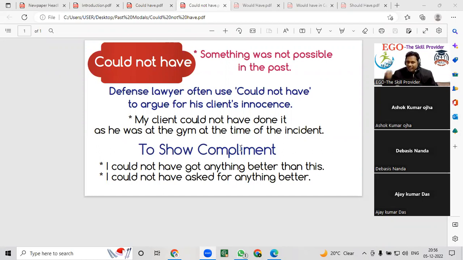I could not have got anything better than this, that is the word you are supposed to use in English. I could not have asked for anything better. If you received a gift, you say I could not have asked for anything better. So this is something called to show compliment. Compliment is when you are trying to praise somebody for the things that he has done for you. So in two situations you can use could not have.